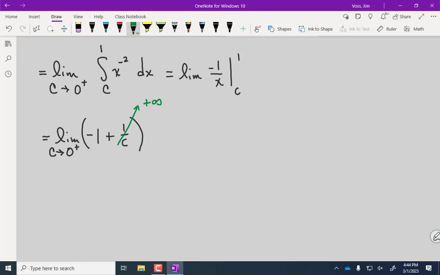Because the denominator is getting smaller and smaller, so in your mind, you're thinking as we approach 0, 1/10. You divide by 1/10, you get 10. You divide by 100th, you get 100. You divide by 1,000th, you get 1,000. So as c is getting closer and closer to 0, the 10th, the 100th, the 1,000th, the 10,000th, but then you're reciprocating it, this thing is going to go to infinity. And infinity minus 1 is infinity. So this will diverge.